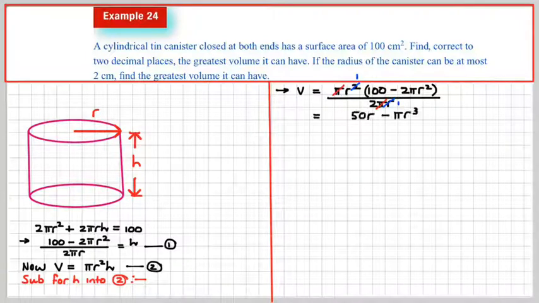Cancel one of those r's. You get this. Oh, that wasn't so bad, was it? Not at all. Now we can do dV/dr and set it equal to 0. Work out r for V max.